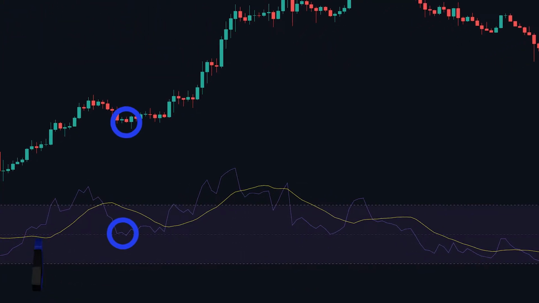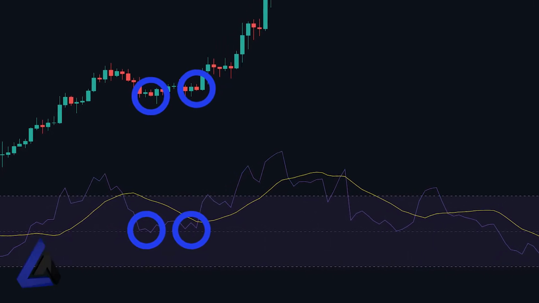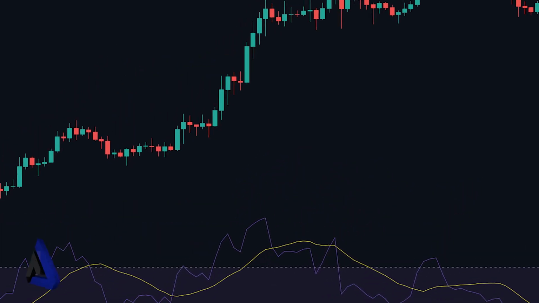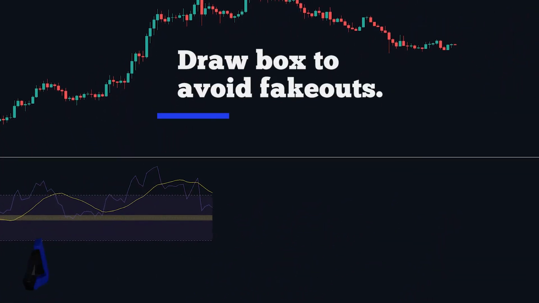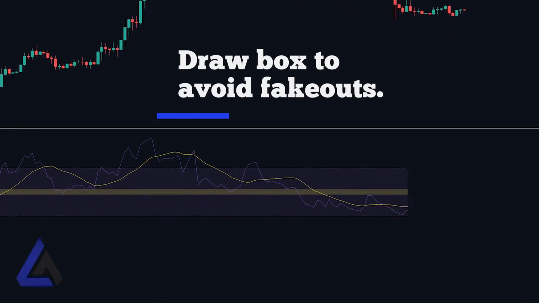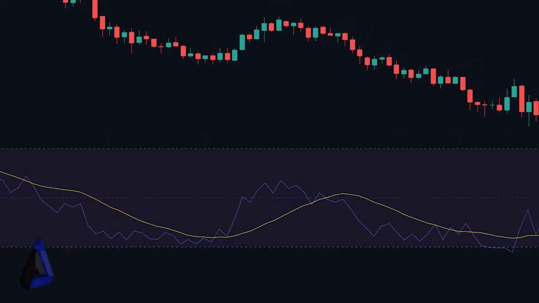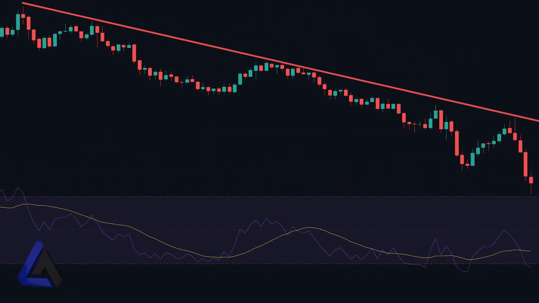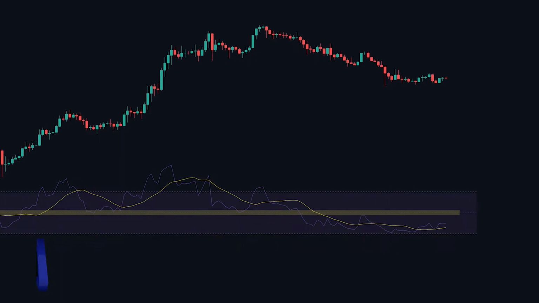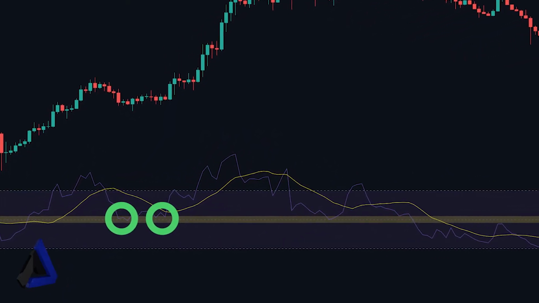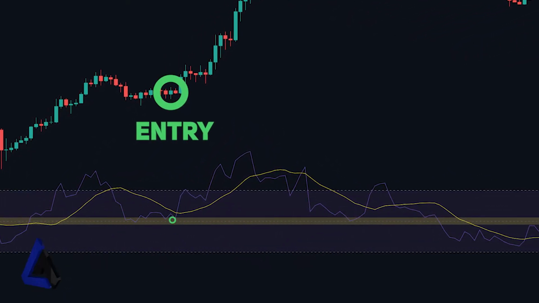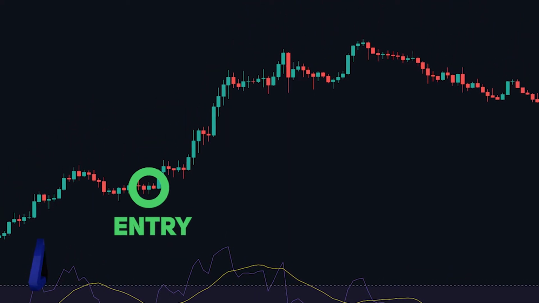Any move back or around the 50 level is like a support or resistance level for the momentum. You can even draw a box around it to avoid fake outs here even more. Because if you get a move above or below the 50 level, it could easily be a fake out and the market could still be in the same trend. So retests around the 50 level are actually great entries to hop into an uptrend or a downtrend, or at least to begin developing a bullish or bearish bias on the market.